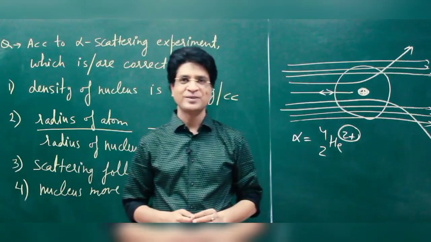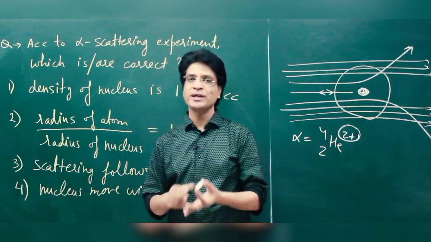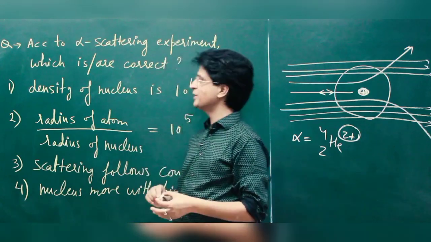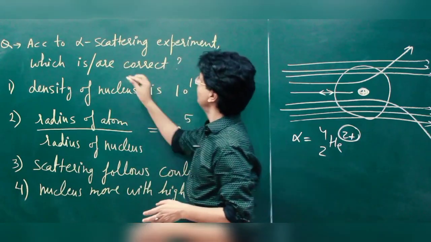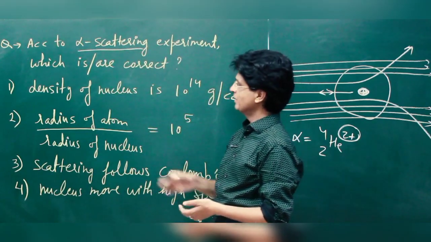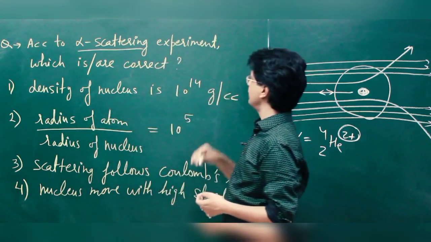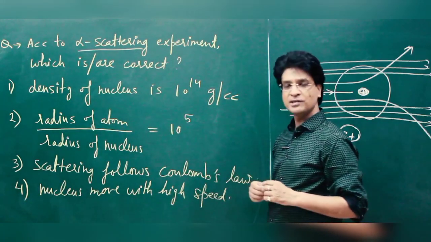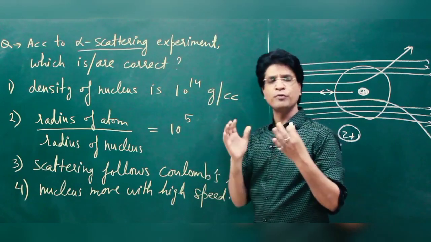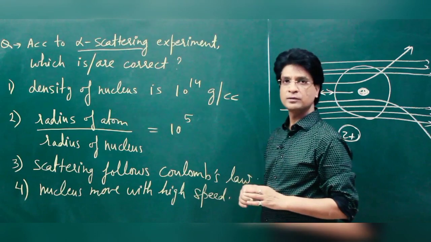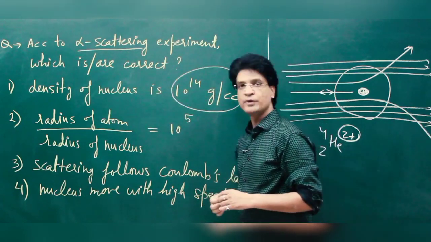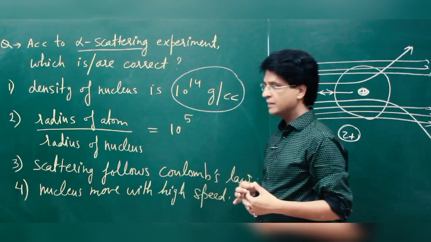Is that okay? So this question, students, is going to check your memory, how much concentrated you were while doing the theory part. So according to alpha scattering experiment, which is or are correct? First one, the density of nucleus is 10 to power of 14 gram per cc. Is this correct? Yes, it is correct, because he came to conclude that nucleus is very densely packed species. So this sentence is actually correct. The order of the density of nucleus is 10 to power of 14 gram per cc.